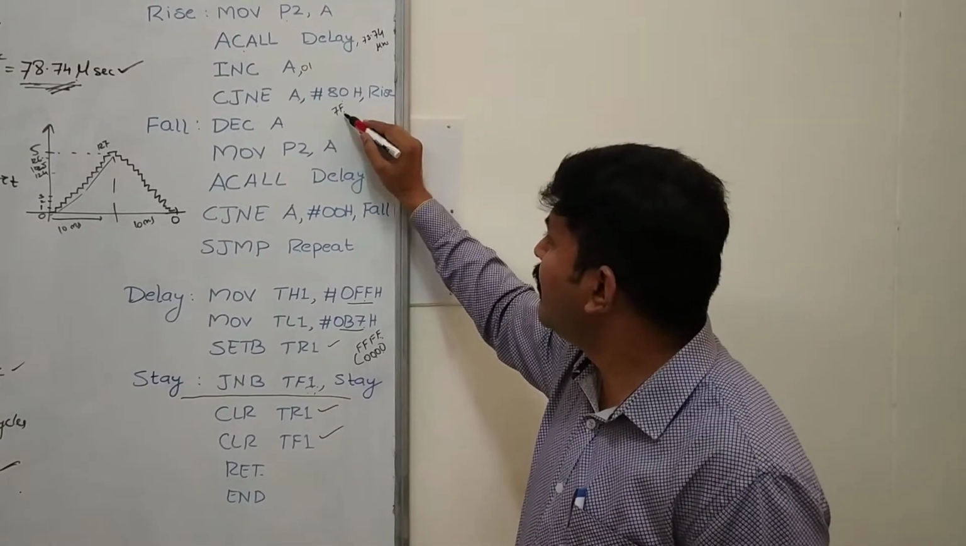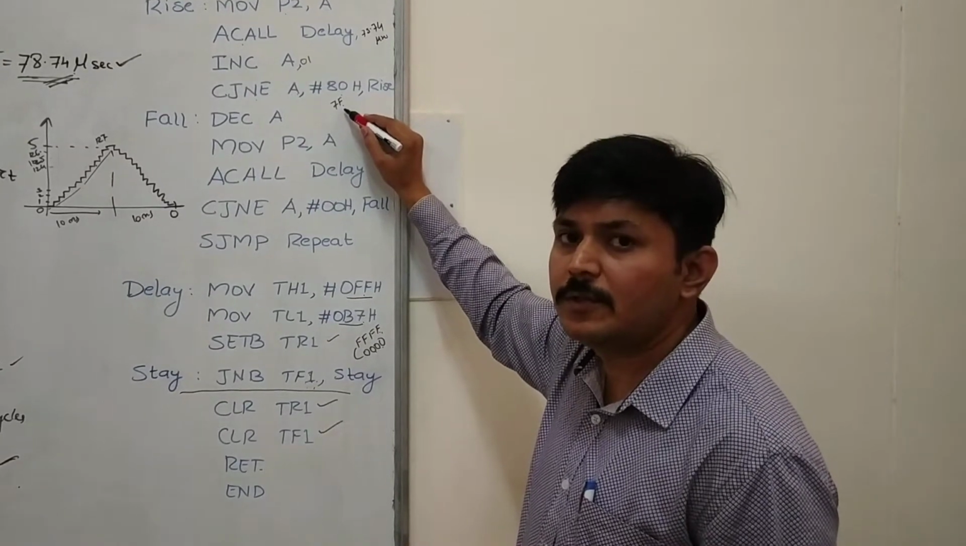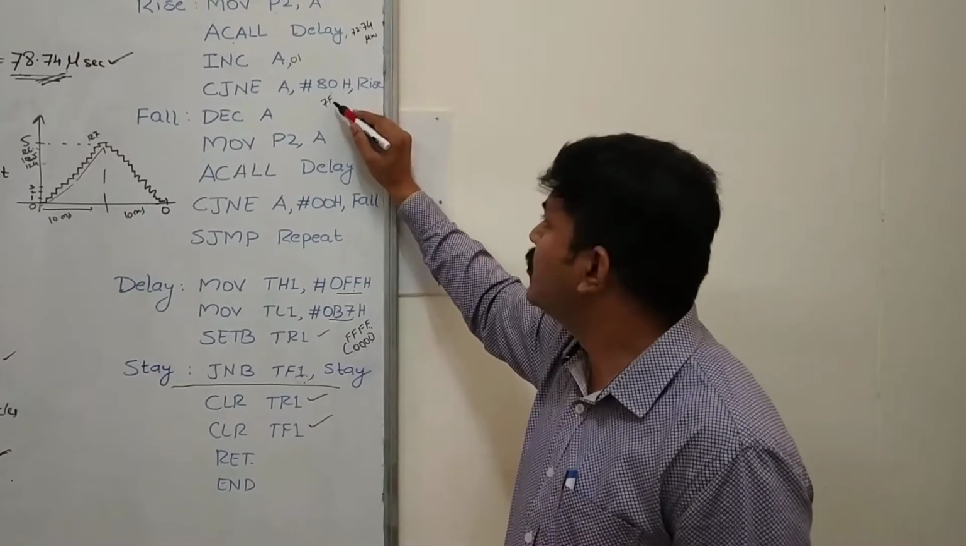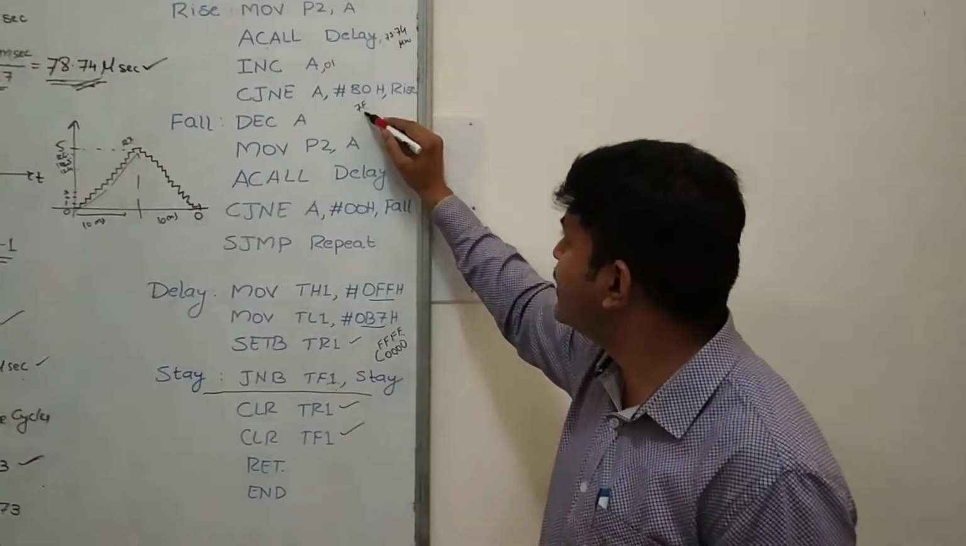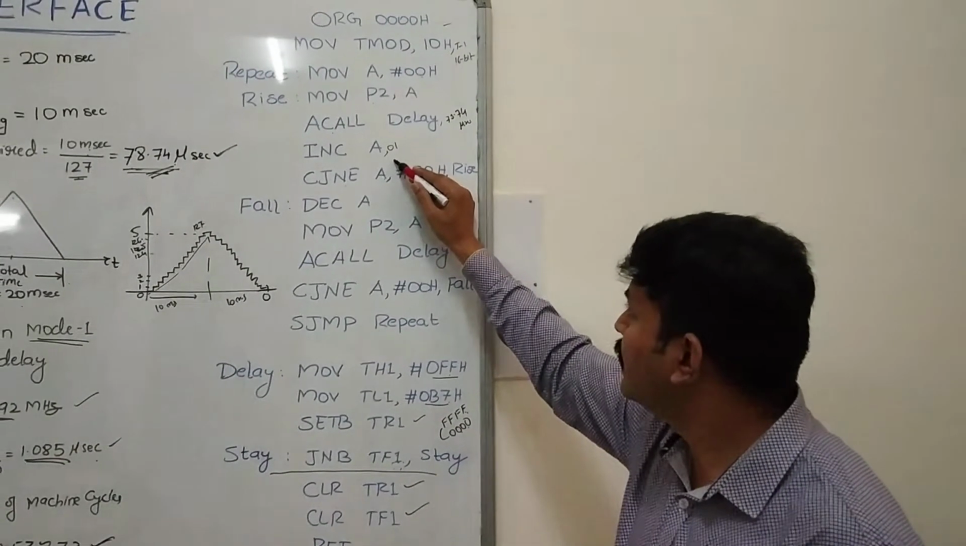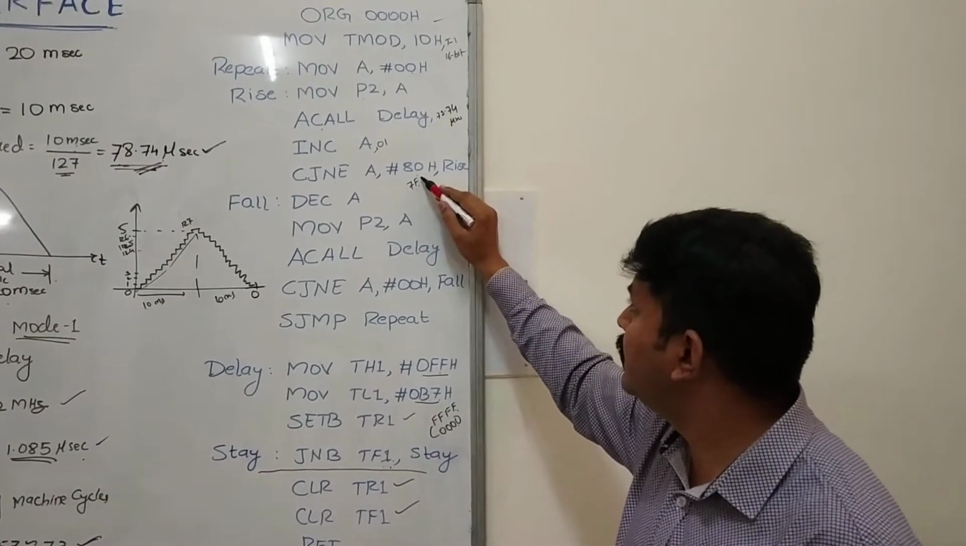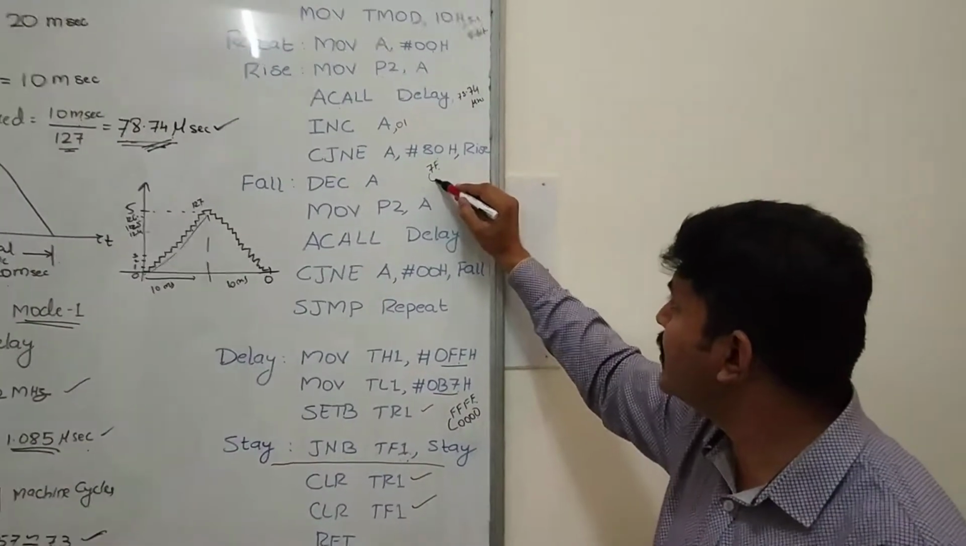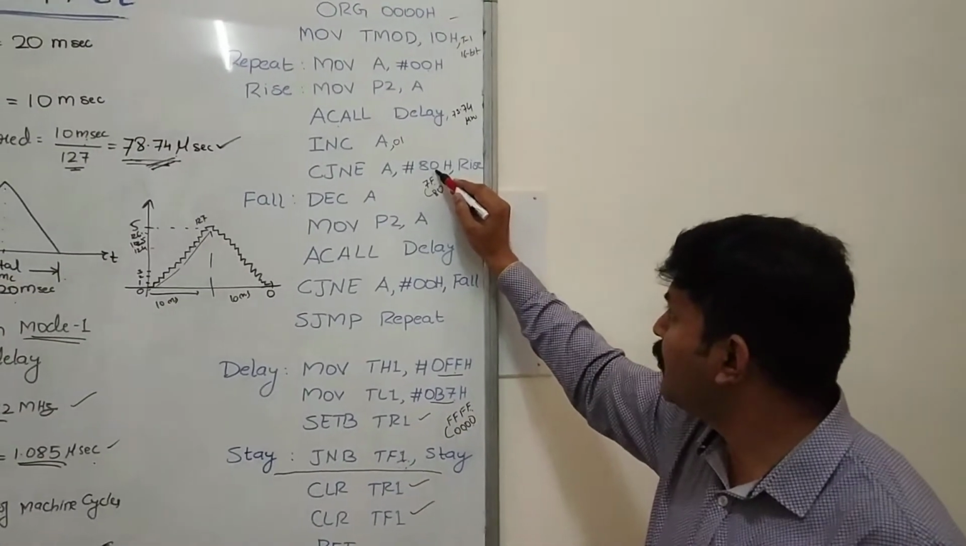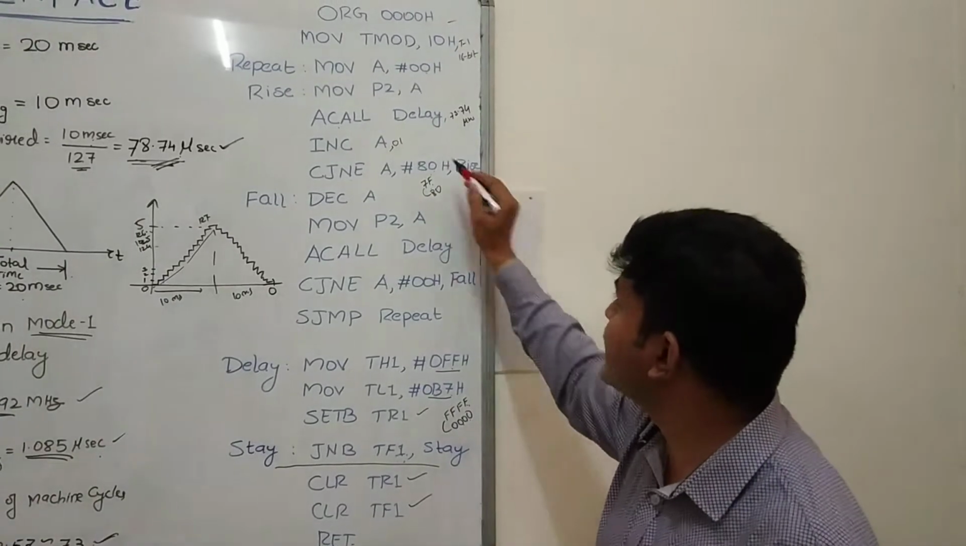Okay, 7F is the value which is to reach the 5 volts. So after that it will become 80. So until 7F I will be incrementing and I'll compare with the ATH. Okay, after the 7F it is ATH. If it is not, it will go back to the rise.